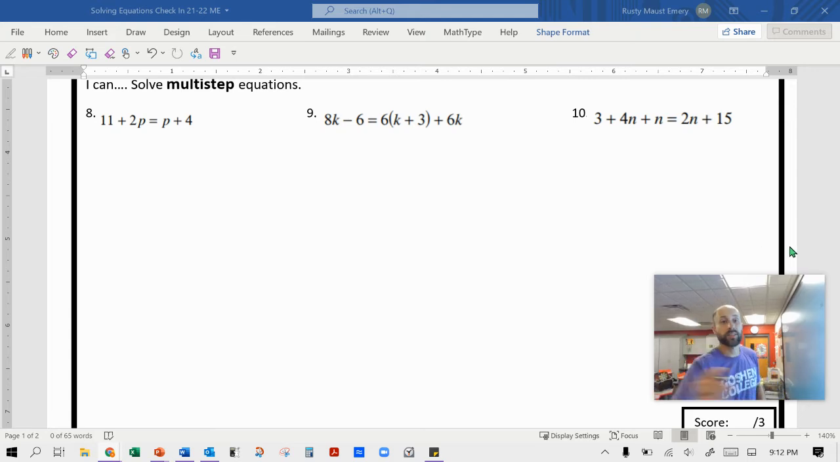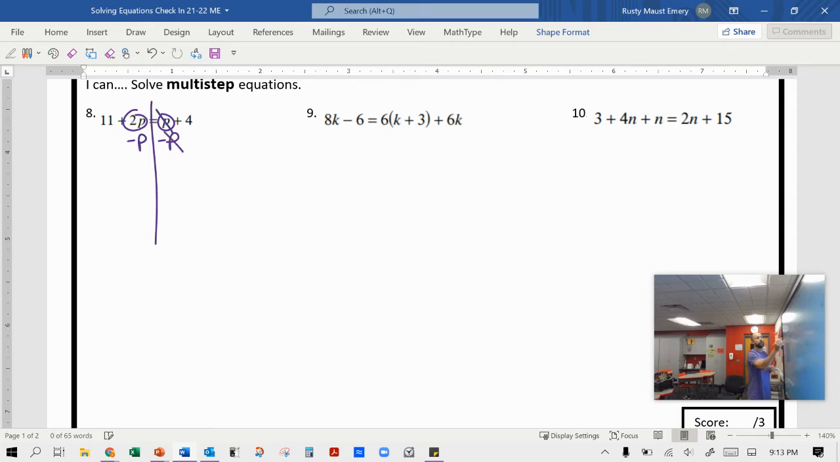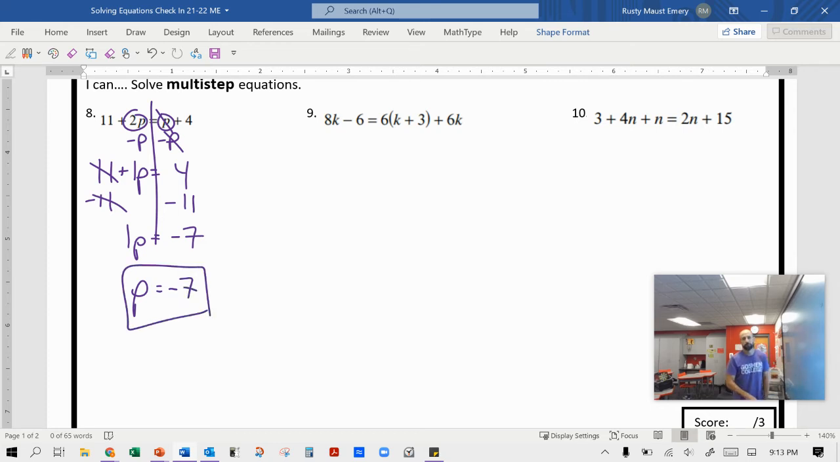Okay, 8, 9, and 10 are multi-step. So this is where we really use that whole checklist, right? So again, looking for parentheses. There are no parentheses for number 8. Looking for combining like terms on both sides. Either side has no like terms that we can combine together. So now we're looking to get the variables on the same side. So I want to subtract p to move them to the left. And that's going to leave me with 1p on the left-hand side and a 4 on the right. And then the constants get moved to the other. So subtract 11. And I get p equals -7.